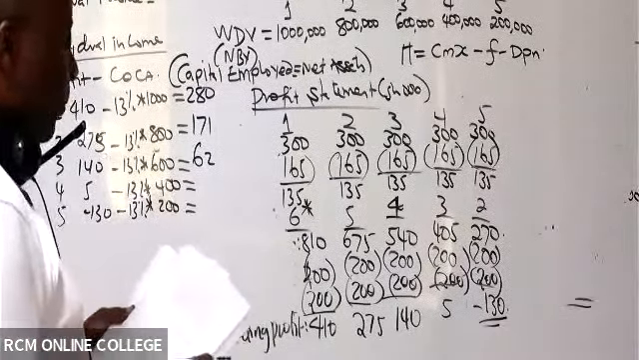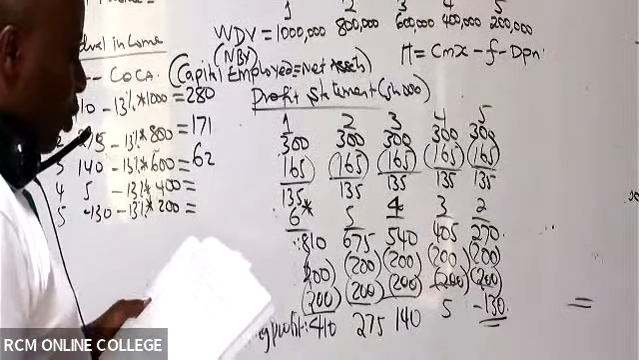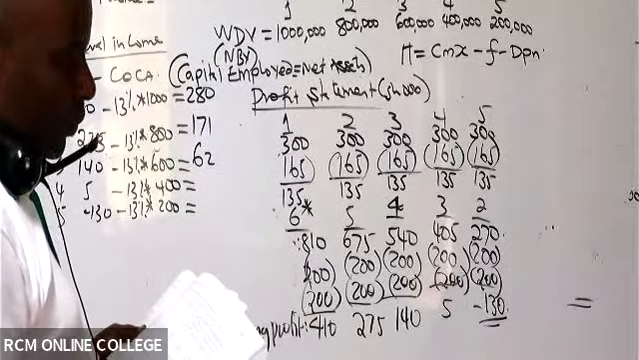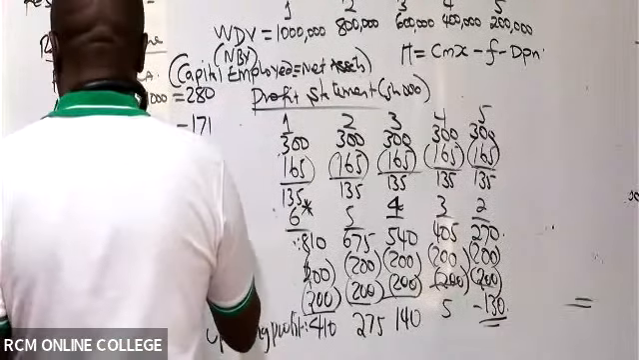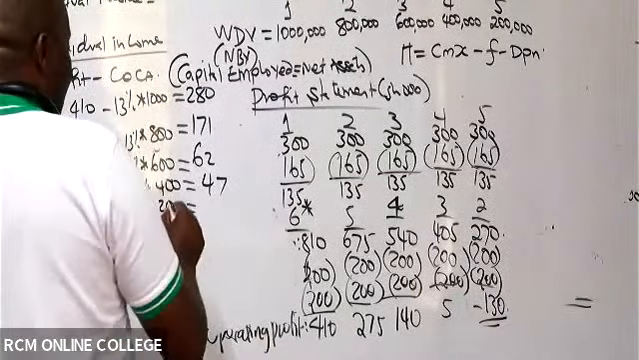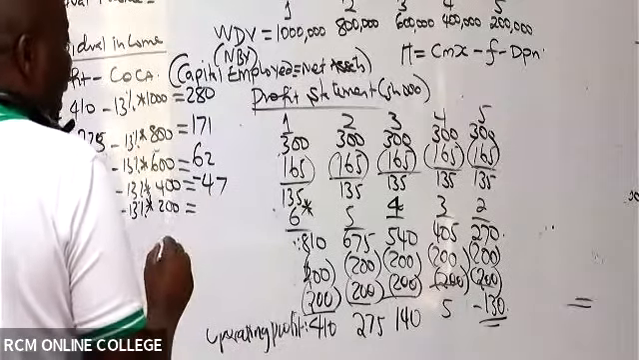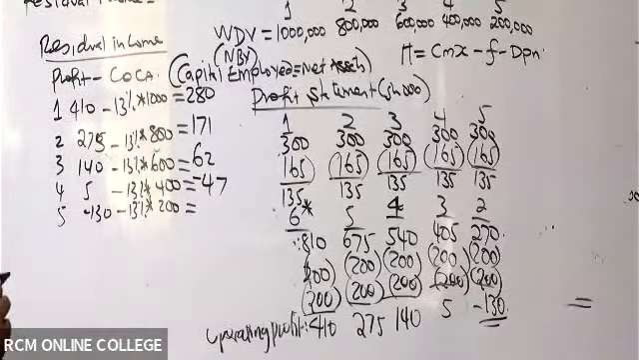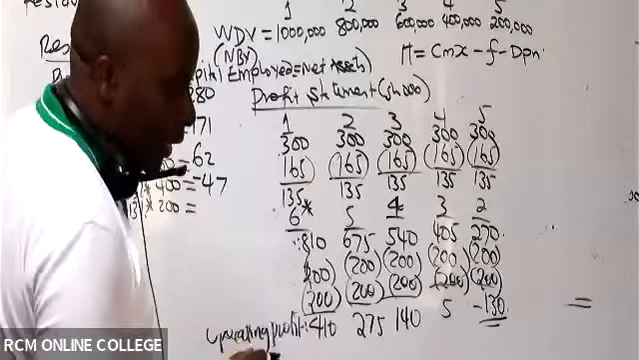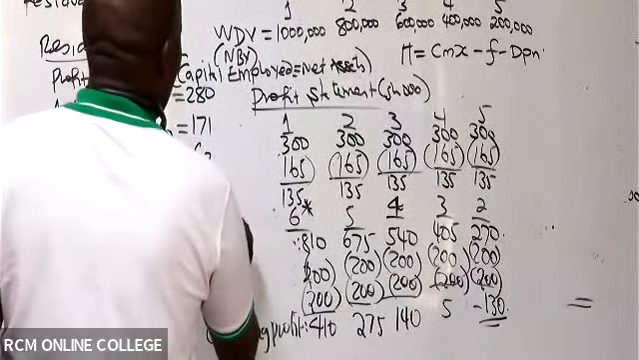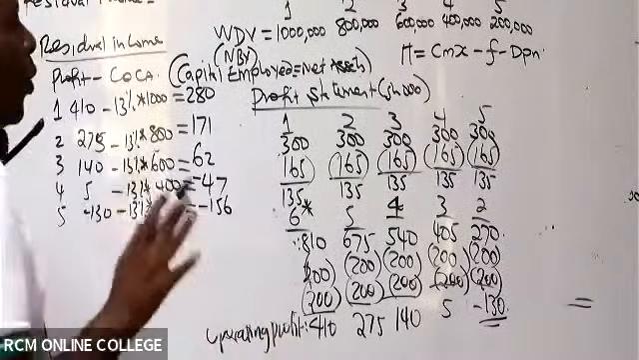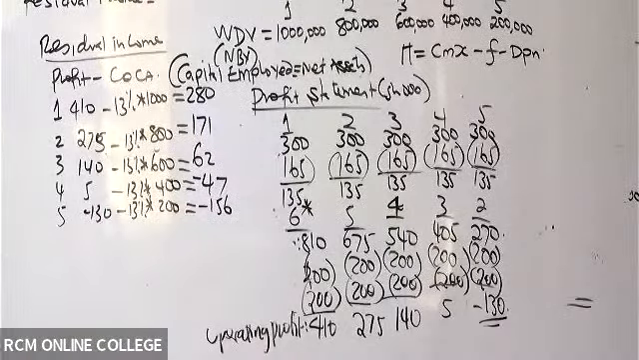Year number 4, I'm being told it's negative 47. A negative residual income. That's a very bad year for us. And actually the very worst is year number 5, where we have a residual income of negative 156. So they asked us to give them the residual incomes for each of the years.